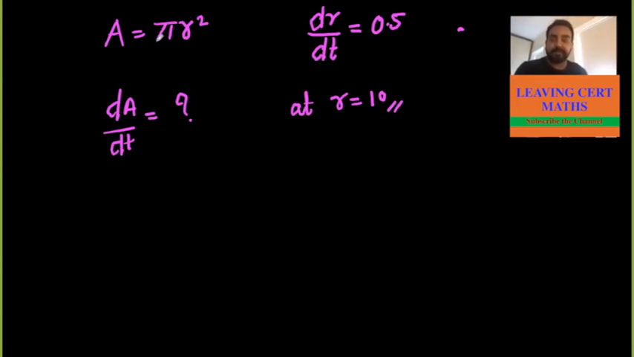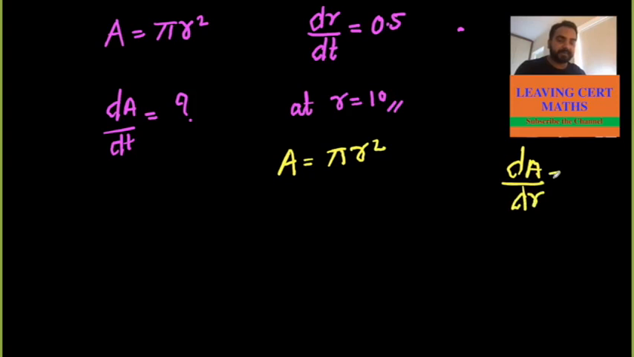So there is a way you can do it. Area is your pi r square. See, if you want to write dA over dr, you can do this. What is dA over dr? 2 pi r. But are we looking for dA over dr? No. We are looking for dA over dt.